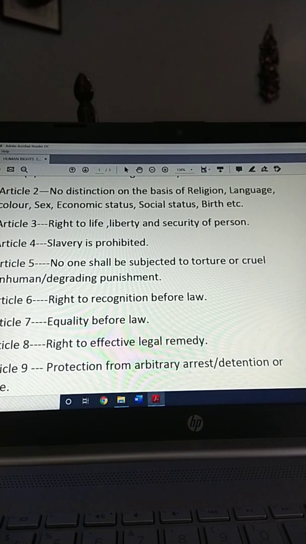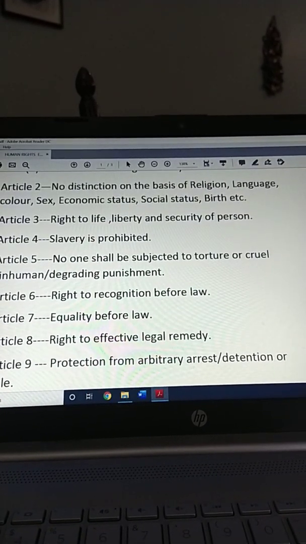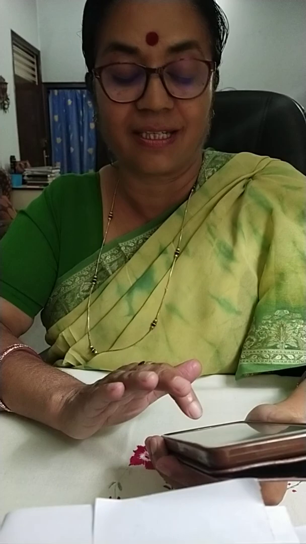Next is protection from arbitrary arrest, detention or exile. No one can be subject to arbitrary arrest or detention. Arrest and detention must have some sound charges against the person. The person must be levied sound charges with certain proofs. Only then the court of law will issue an arrest warrant for the person to be arrested or detained in police custody. Article 10 under the UDHR is right to fair and public hearing before the law.